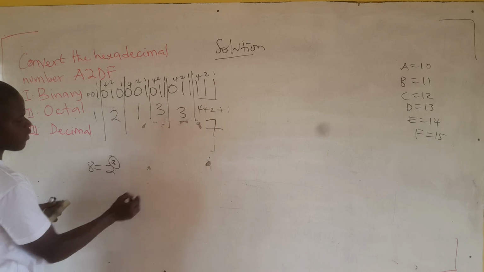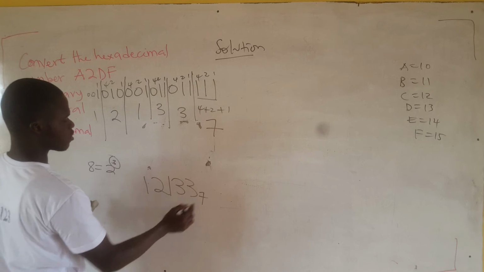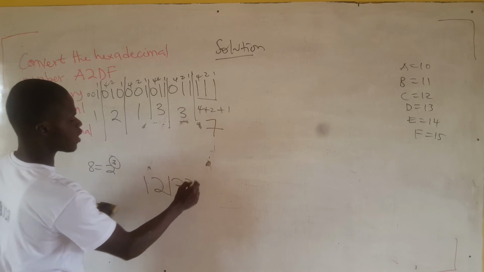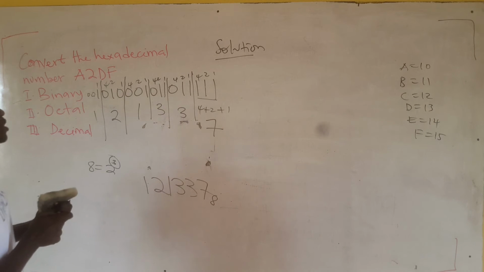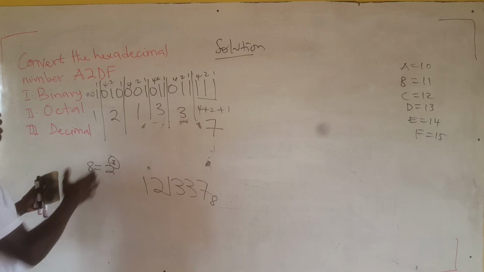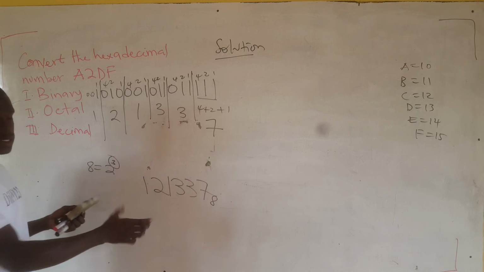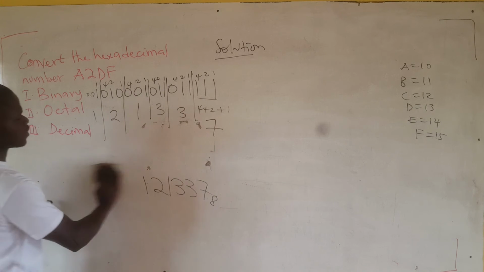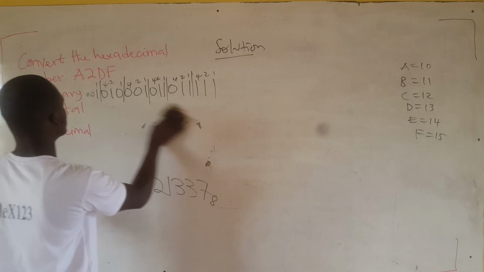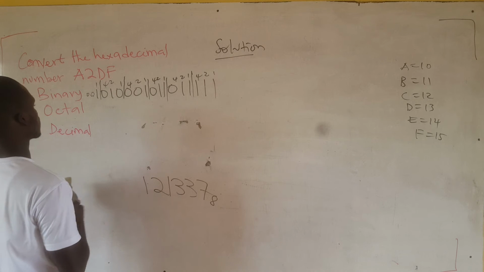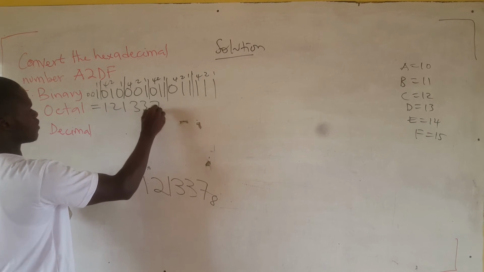So it means that the answer we are getting is 1, 2, 1, 3, 3, 7 base 8. So the equivalent of the binary we had here in base 8 is 1, 2, 1, 3, 3, 7. Okay? So I would like to write that here. So this is 1, 2, 1, 3, 3, 7.